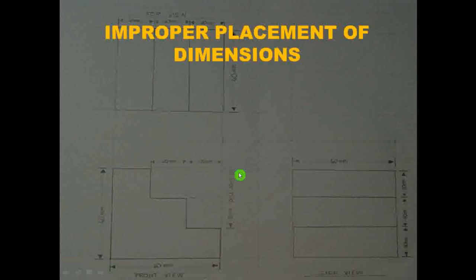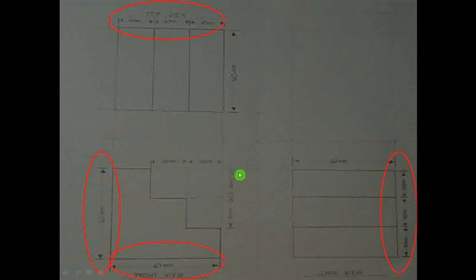Improper placement of dimensions. In this example, you could see that there are some dimensions labeled on a drawing that are not in their proper position. We always make sure that the positions of the dimensions are between the views.